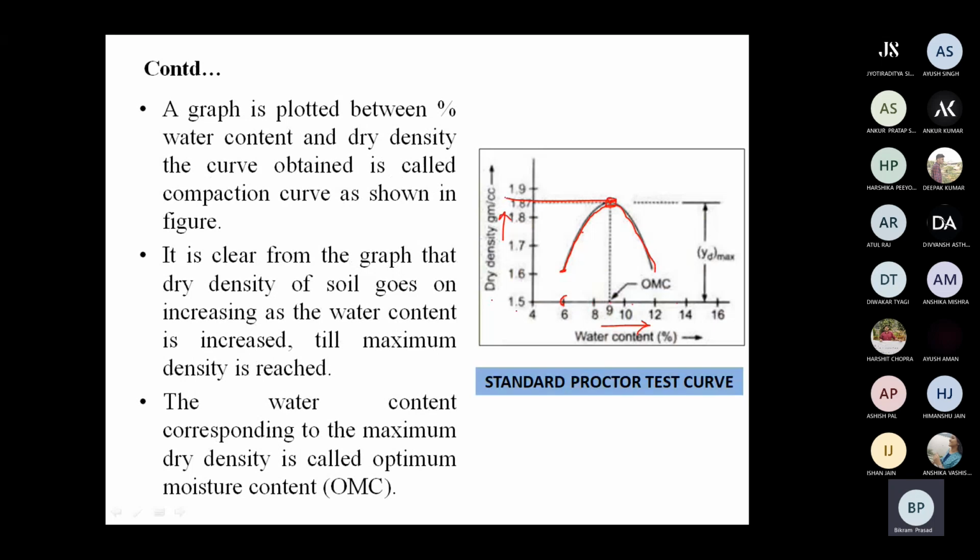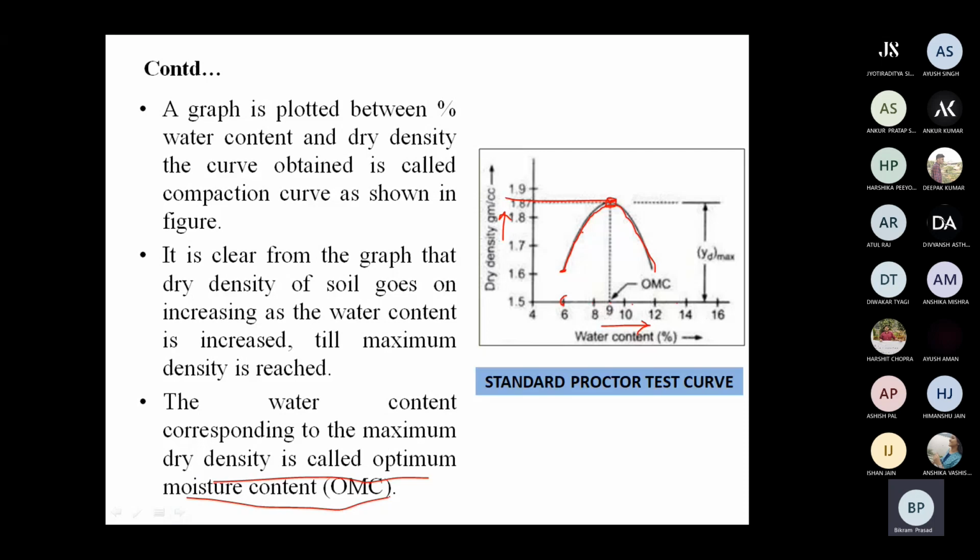So it is clear from the graph that the dry density of soil goes on increasing as the water content is increased till maximum density is reached. The water content corresponding to the maximum dry density is called the optimum moisture content. So this is a very important concept. You must remember it and apply it practically also, so that you can solve the numericals as well.